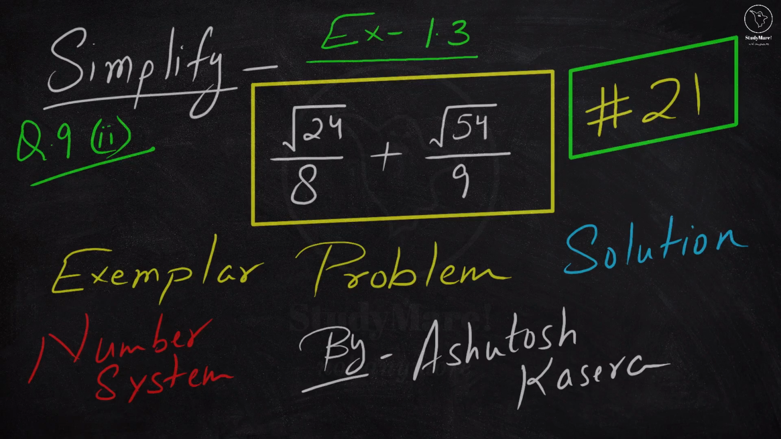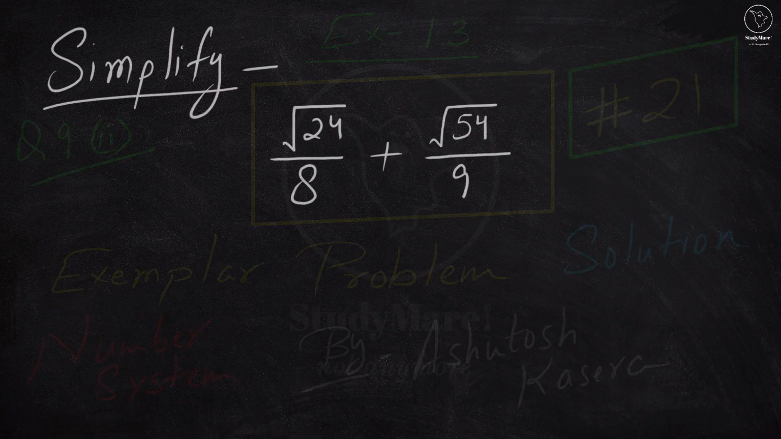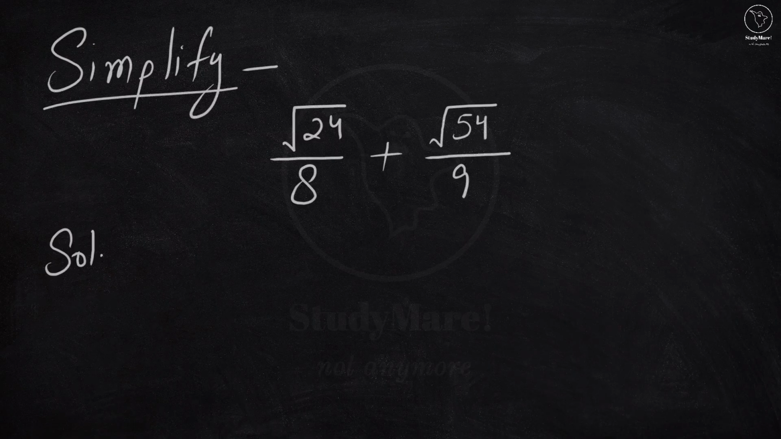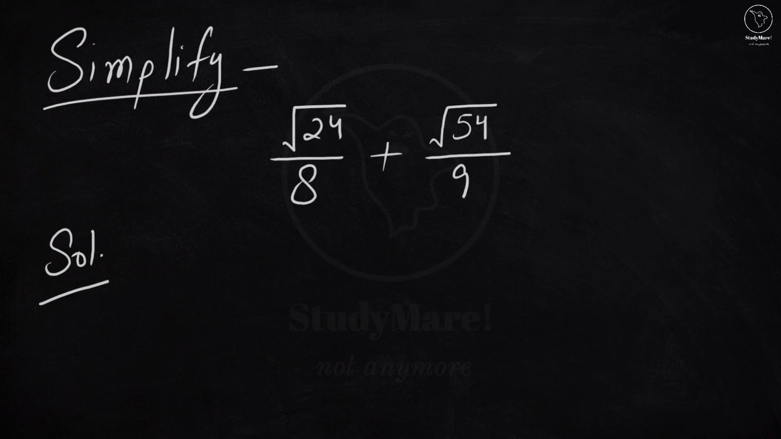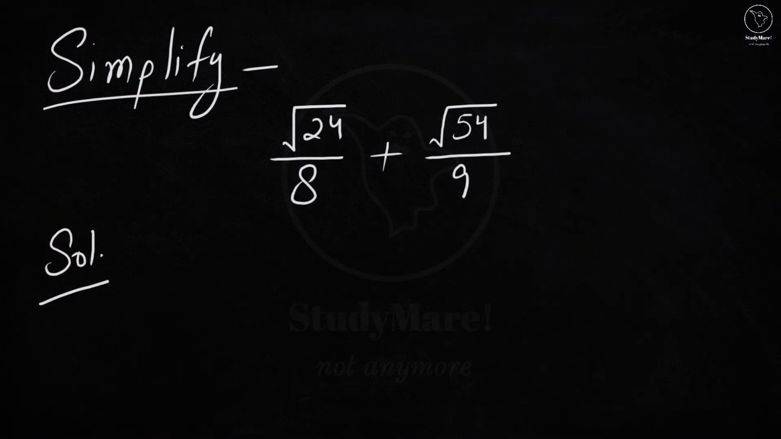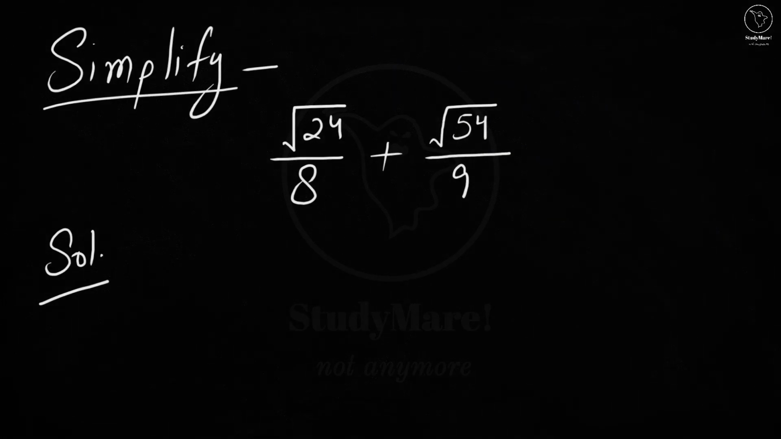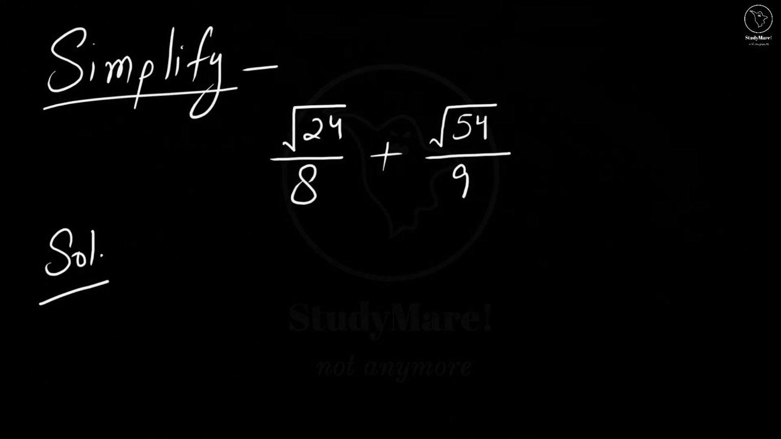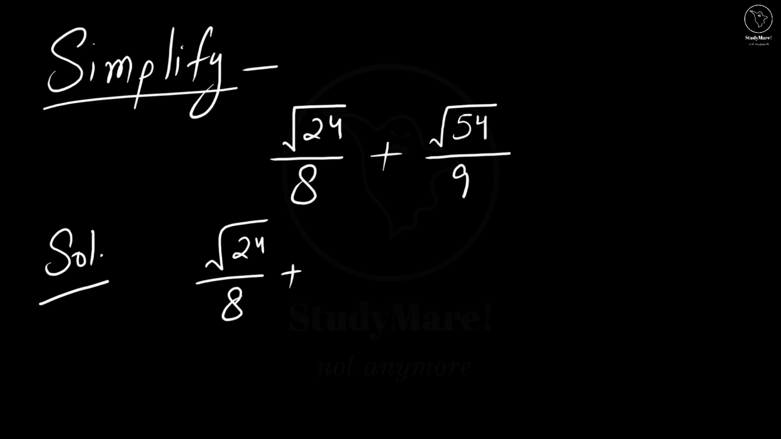Simplify root of 24 by 8 plus root of 54 by 9. Let us solve this. As we know, the solution of a single problem can be sought after from different ways. There are different methods, different procedures. We are trying to do it in a simple way. So let's start solving this. Root of 24 divided by 8 plus root of 54 divided by 9.